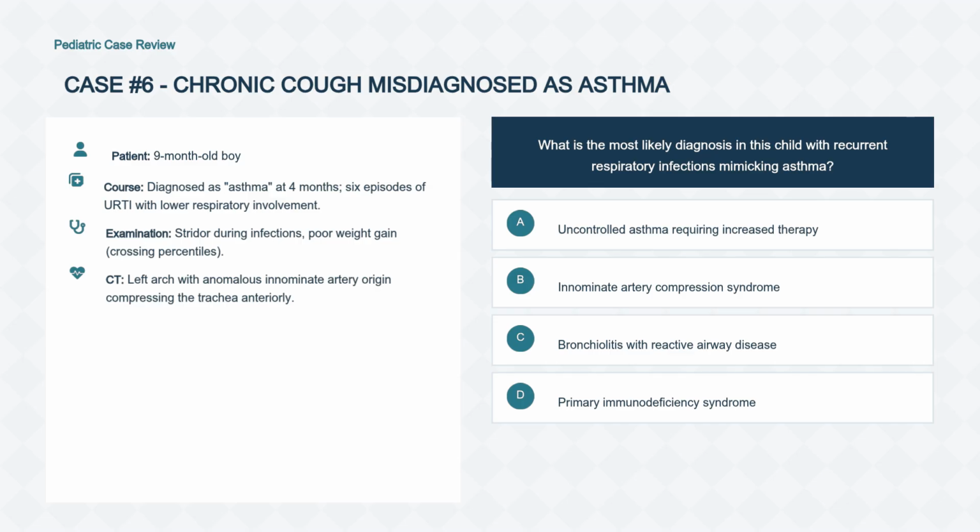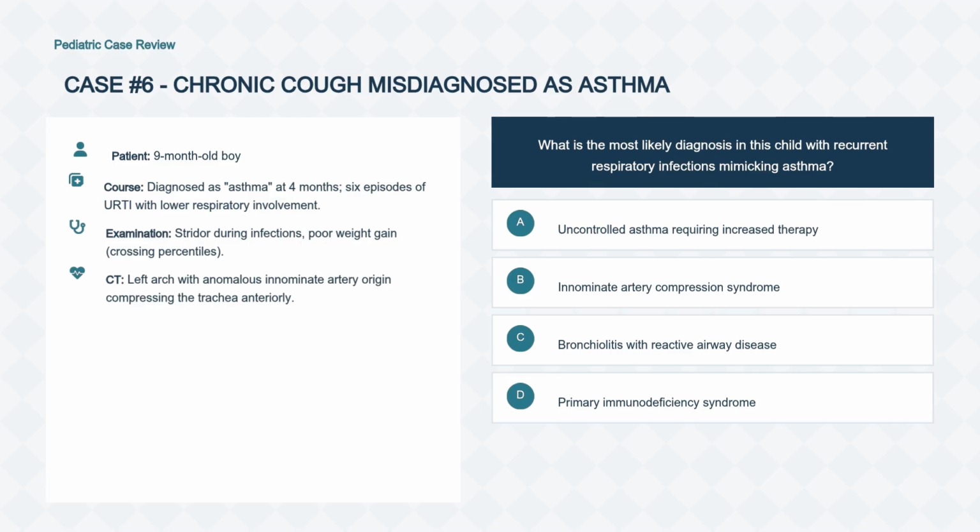Question 6. Chronic cough misdiagnosed as asthma. A 9-month-old boy diagnosed with asthma at 4 months has had 6 respiratory infections and poor weight gain. Computed tomography shows a left arch with an anomalous innominate artery compressing the trachea anteriorly. What is the most likely diagnosis?